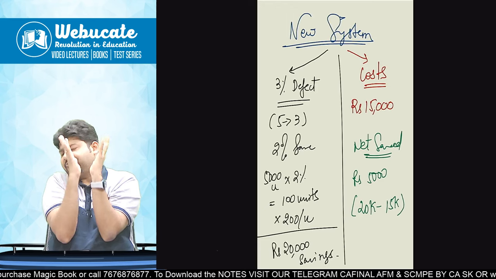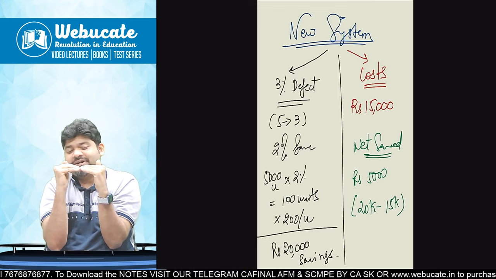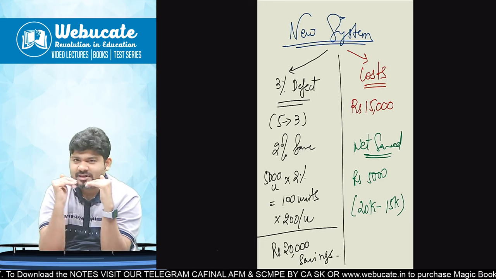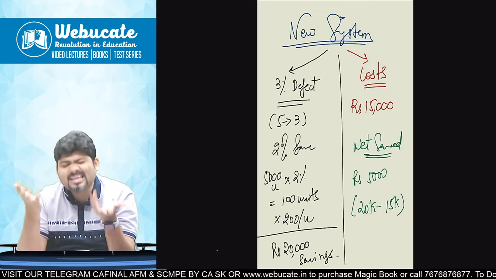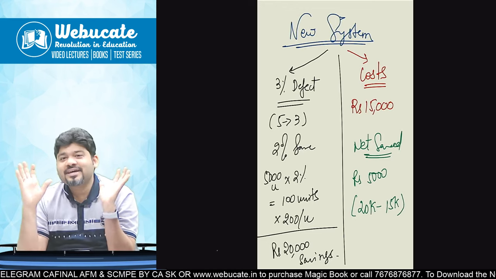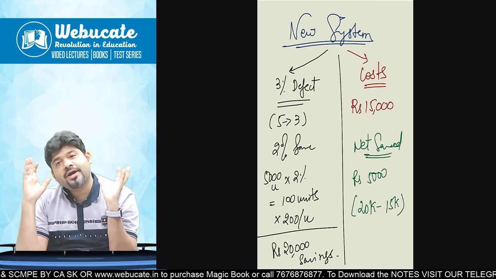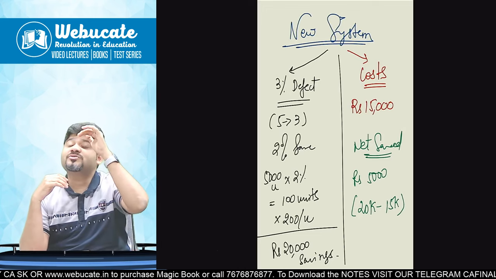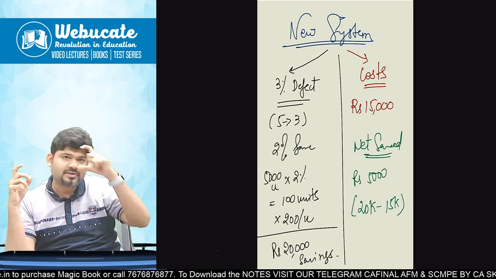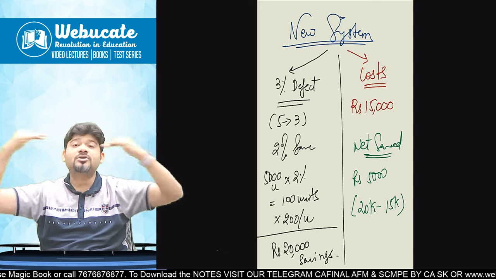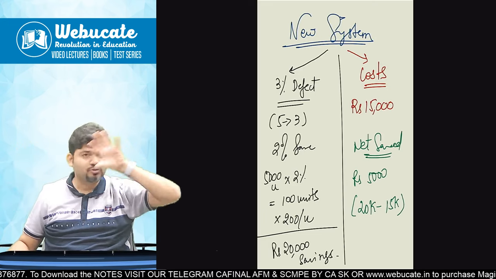But just logically think, at what level will you stop? Suppose you are getting a benefit of 16,000 rupees, will you still do it? The answer is yes. Benefit 16, cost 15, at least 1,000 profit. If saving is 15,000 and cost is 15,000, still I'm okay, at least I'm not losing. But if saving was 14,000 and cost was 15,000, will you still do it? The answer is absolutely no, because you are losing 1,000. So till what benefit will you continue? The answer is 15,000. Below that, you will not consider it.